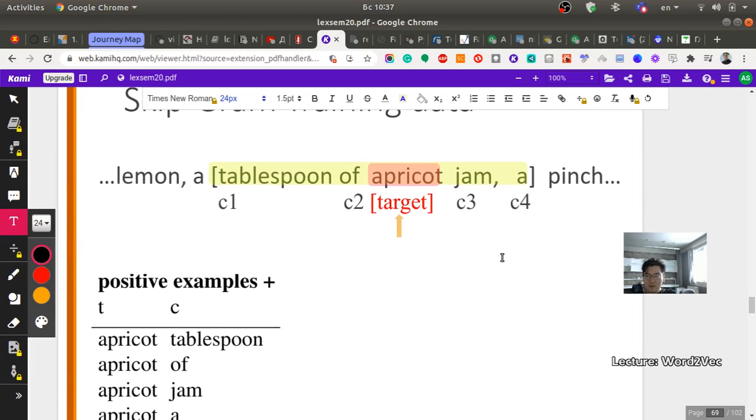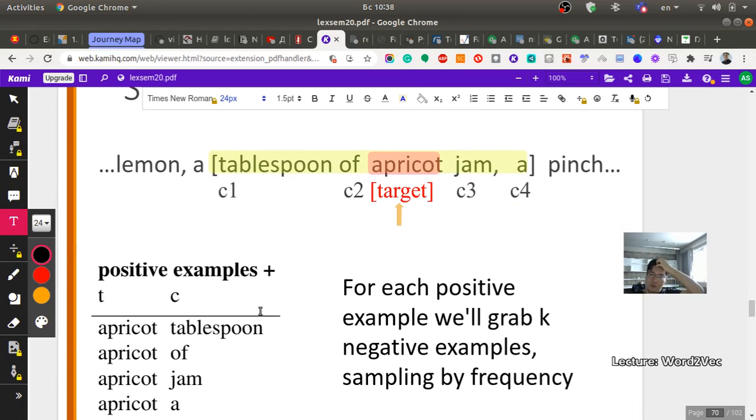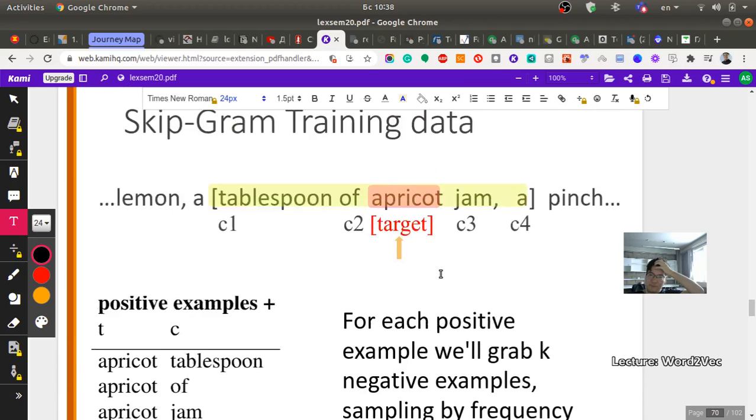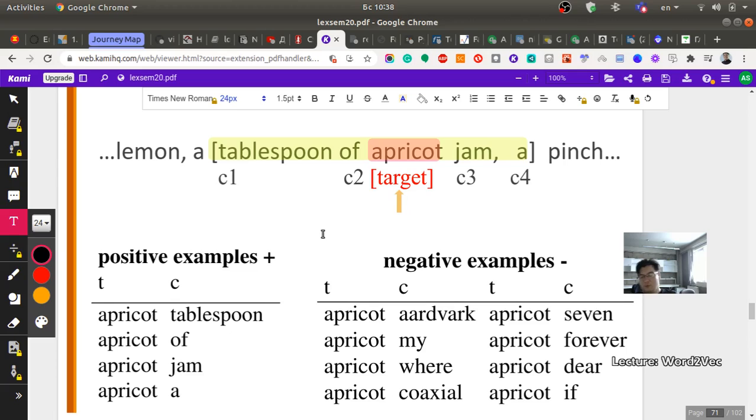In skip-gram training, you give positive examples like target is apricot and context is tablespoon of jam, etc. So this is positive. And then you give K negative examples. You will have to create new negative examples. You find all the words that are near apricot and remove them from the vocabulary, and randomly select from the vocabulary any words that never happened near apricot. For example, apricot aardvark, apricot my, apricot where, apricot coaxial, apricot seven, apricot forever, apricot dear, apricot if, etc.